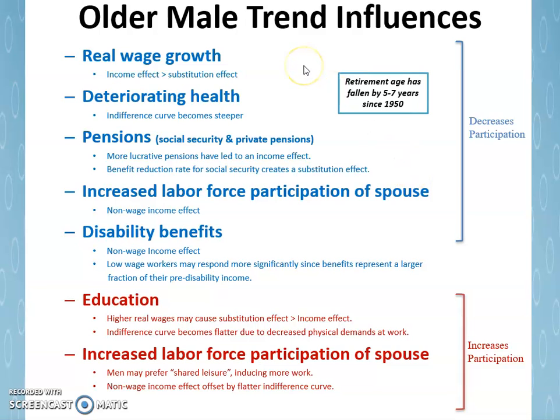Remember, when wages go up, the substitution effect actually causes people to work more. But when wages go down, it causes them to work less. So this benefit reduction rate could have contributed to the decreased participation of older males. It's not going to be significant, though, because the benefit reduction rate only applies to people that retire before their full retirement age.